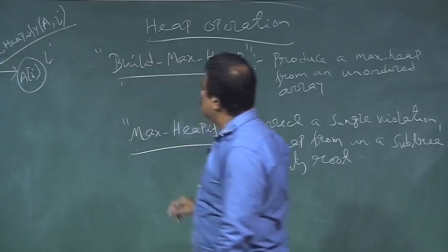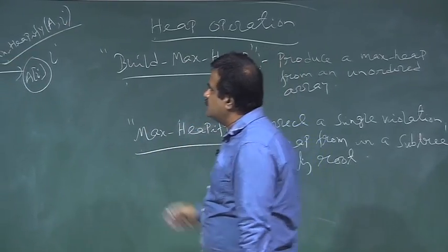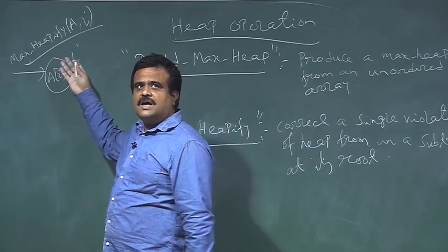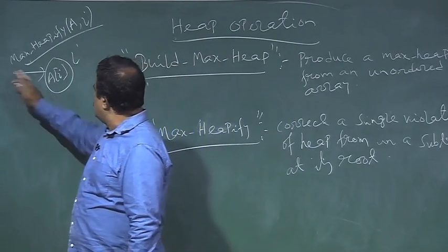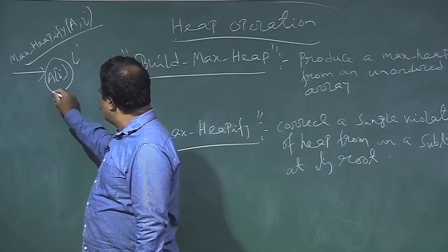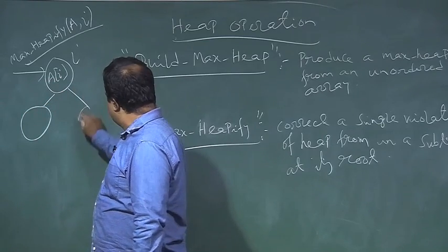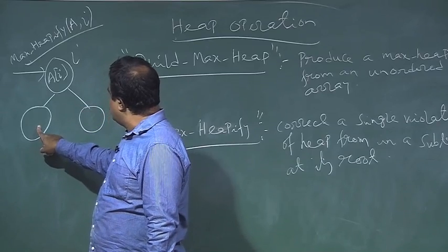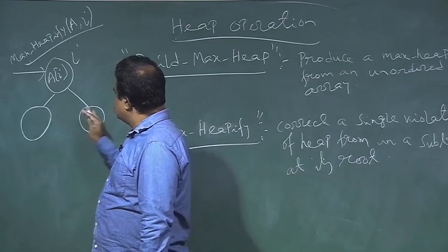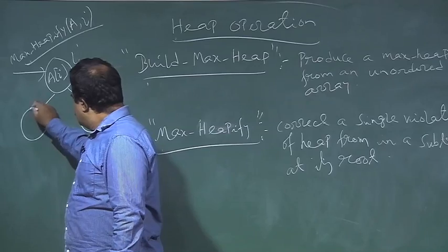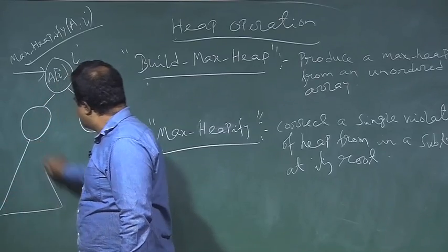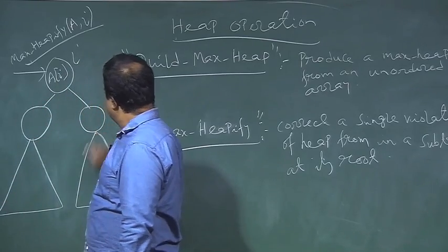We will talk about the code for this, and see how it looks. So this is max-heapify. We call this max-heapify at the point i. For that, what do we need to have? This is the left child, this is the right child. So this is the left subarray, this is the right subarray.